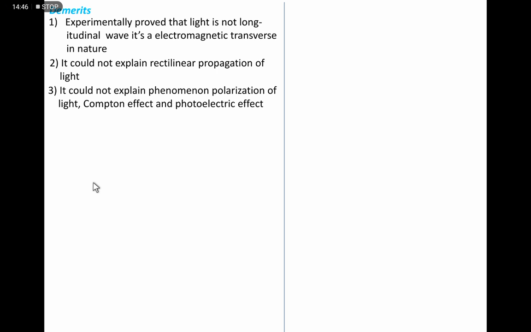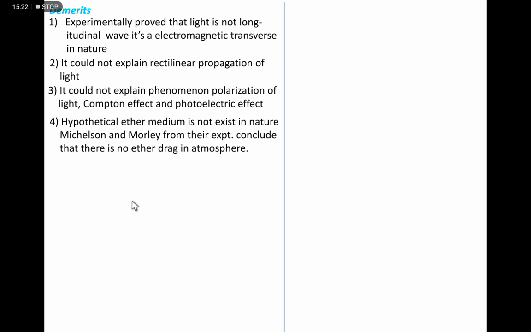Then it could not explain some phenomena. Some properties of light are there, that is polarization of light, Compton effect, and photoelectric effect. Polarization we are going to learn in this chapter only, and Compton effect is not in our syllabus, but photoelectric effect is there in our syllabus. These are properties of light, and Huygens could not explain them with his theory, that is wave theory of light.